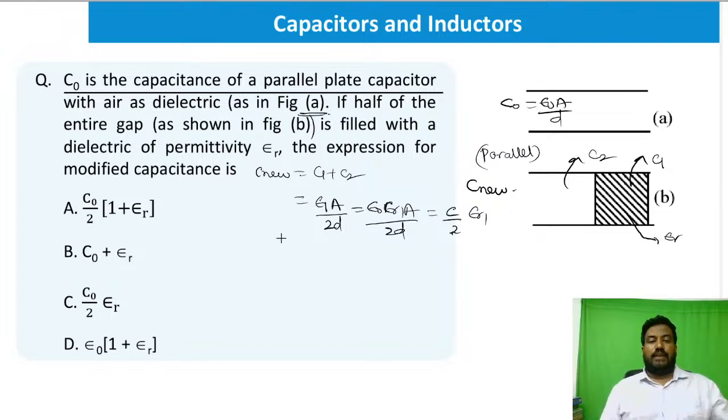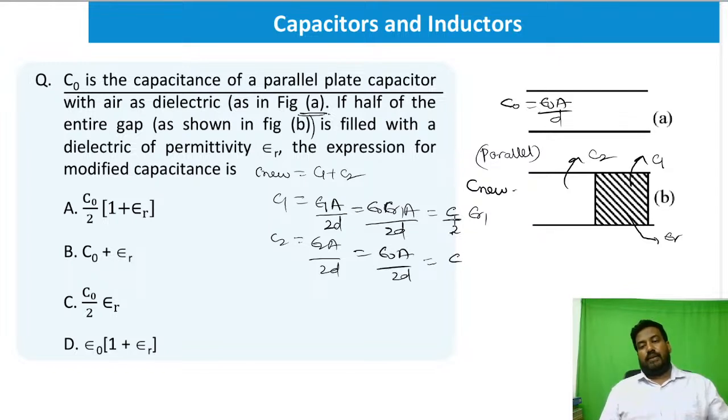Similarly, what is C2? Epsilon 2 A by 2D, epsilon 2 A by 2D. But what is epsilon 2? Epsilon naught into epsilon naught A by 2D. Let this be C naught. So this is C naught by 2.